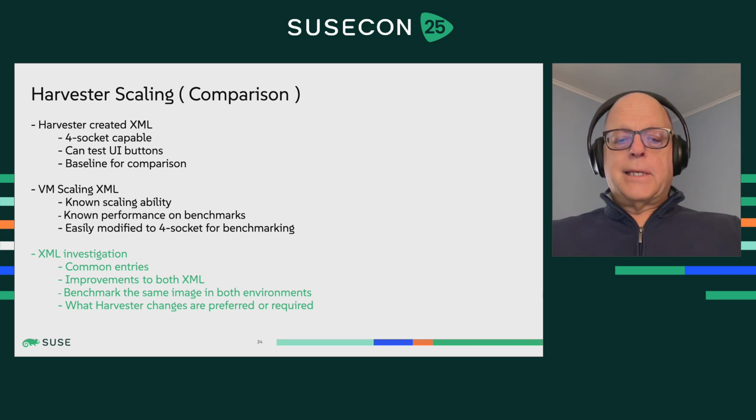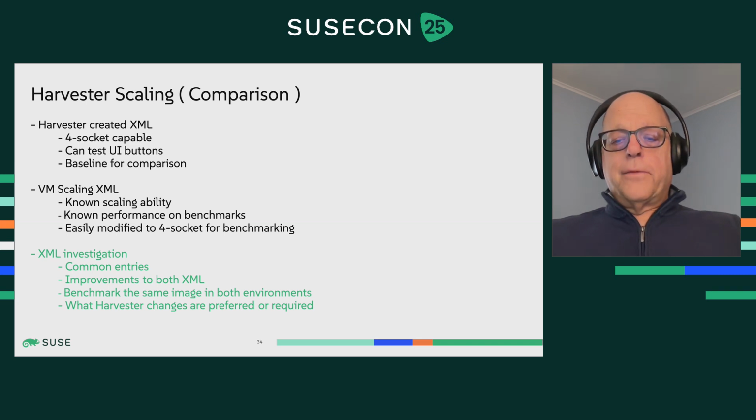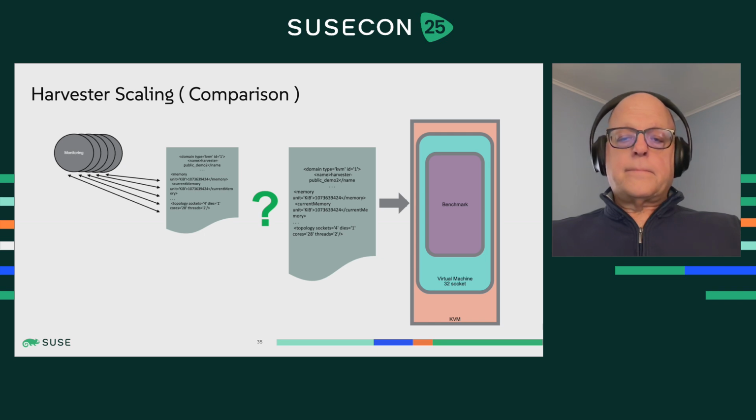And then, since the VM scaling wasn't doing SAP HANA but was doing a Phoronix benchmark or some other benchmarks, perhaps we can shift the Harvester over to do the same benchmark image. So we're now running the same benchmarks in both environments. And again, based on all of this, maybe there are some changes to Harvester that would be preferred not only to assist the 4-socket solution, but allow it to scale to 32 sockets.